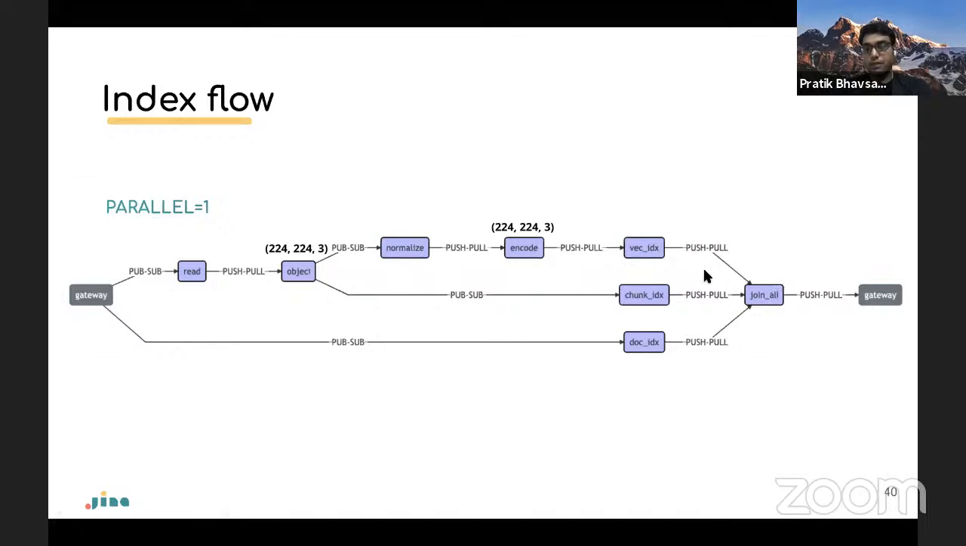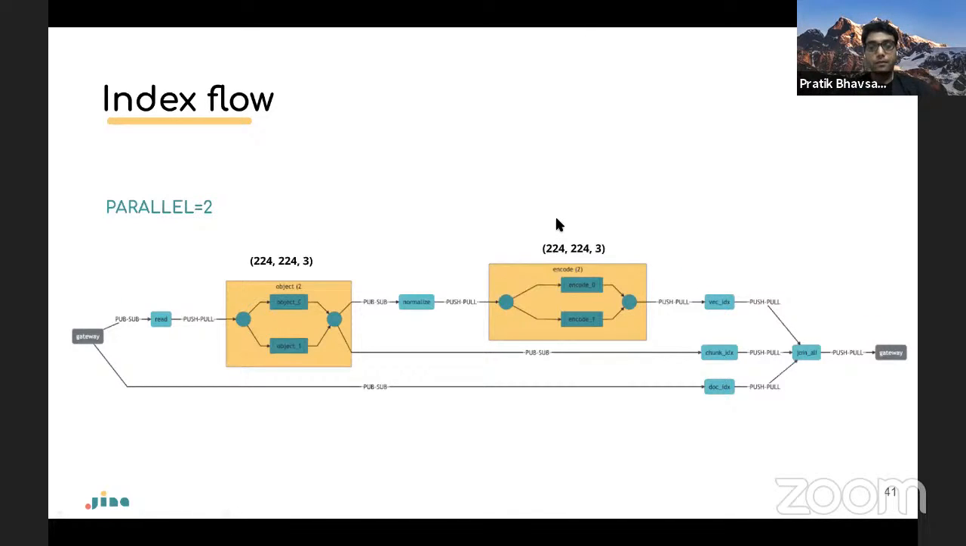Again, the whole journey is just completing the flow. So that's how the whole index flow looks. Now the same flow looks like this if you have parallel equal to 2. Just by changing this 1 to 2, you get the flexibility of having two object detectors and encoders working. So this is very nice, right? You can get high throughput without doing many code changes.